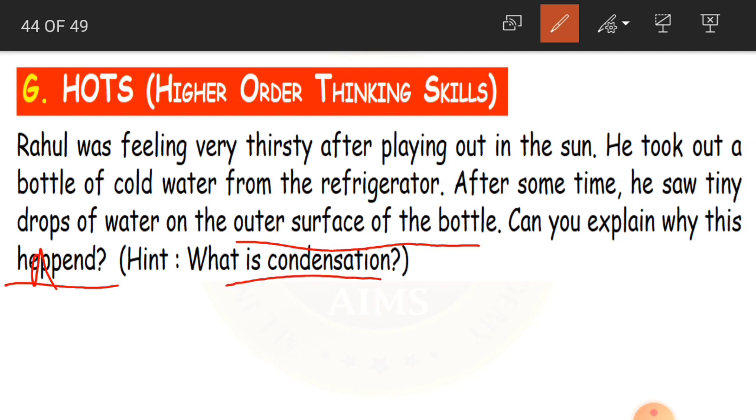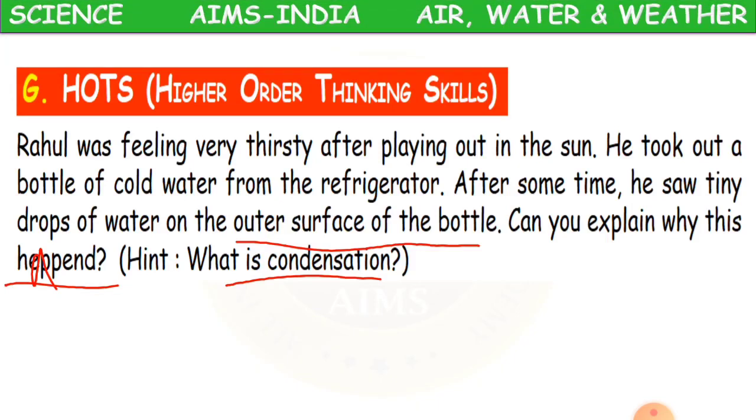What is condensation? Okay children, and the answer is here, why it happened? After taking out a cold water bottle from the refrigerator and keeping it aside in the room temperature, Rahul has observed some small drops of water on the outer surface of the bottle. So why did this happen? Because water vapor from the air is going to be condensed on the outer surface of the glass. Clear children? So that is the answer.